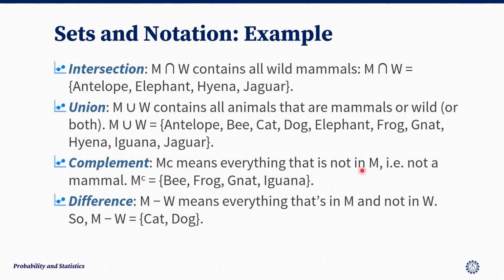M complement means everything that is not in M. Example, not a mammal, M complement. So we have bee, frog, gnat, iguana. For the difference, M minus W means everything that's in M and not in W. So M minus W is cat and dog.